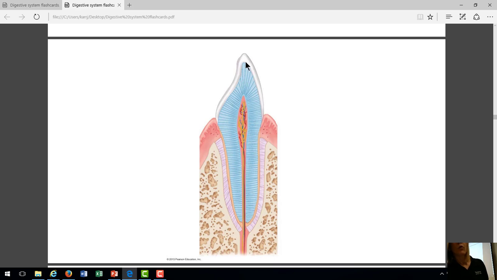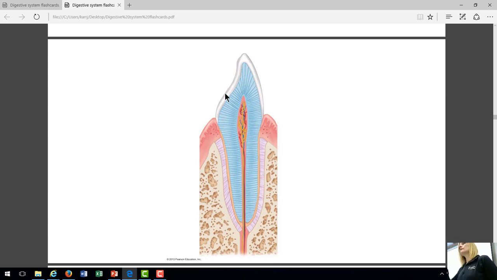And this layer of white is the hardest substance produced by the body, and that is enamel. Some of us have more enamel than others, so you may notice that you or maybe brothers and sisters or family members, mom or dad, one person in the family has a bunch of cavities and another person in the family hardly has any cavities, and maybe you grew up eating the same foods.